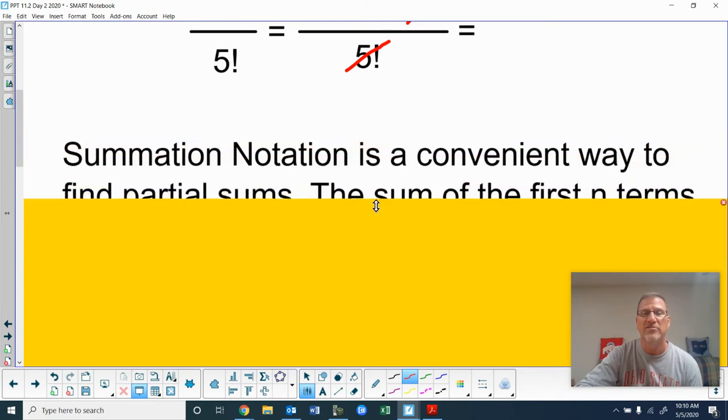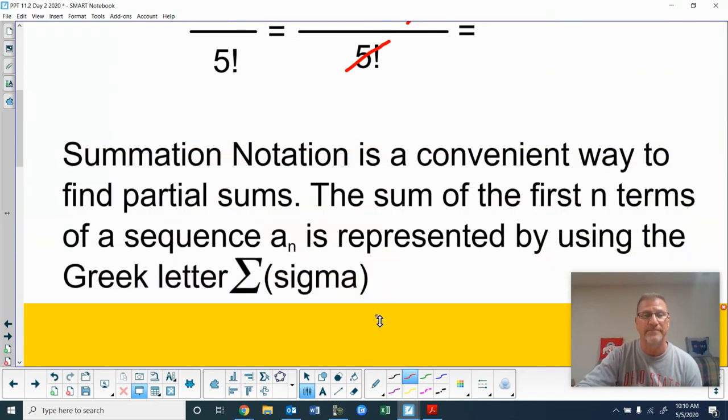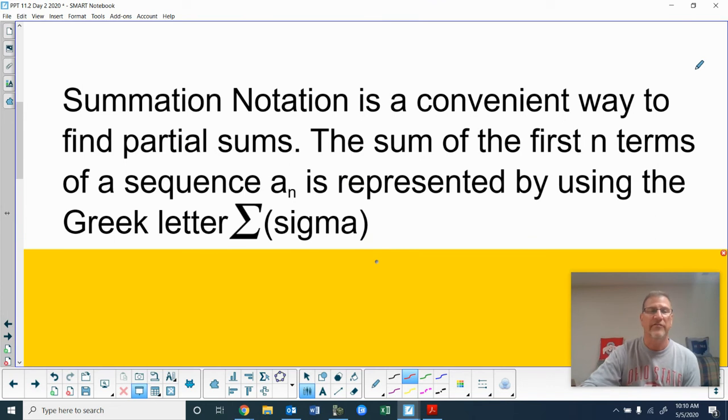Okay, so summation notation. It's a convenient way to find partial sums. The sum of the first n terms of a sequence a sub n is represented by using the Greek letter sigma. That weird looking E is a Greek letter, and we call it sigma, and that represents summation, or finding the sum of so many terms of a sequence.